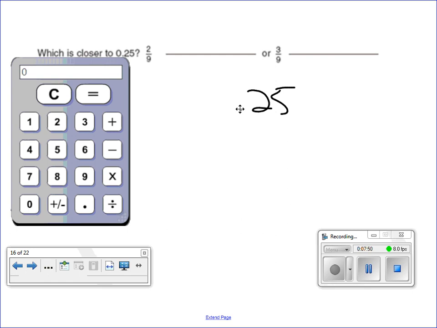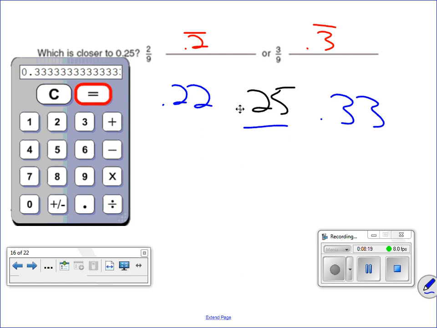I'm going to change 2/9 into a decimal. This is how I do it. 2 divided by 9 equals 0.2 continuous, right? I'm going to go ahead and erase that. 3 divided by 9 equals 0.3 continuous. Now, from what I did earlier on, about 8 minutes ago, this is how you solve this. Which is closer to this number? I've got 0.22. I've got 0.33.